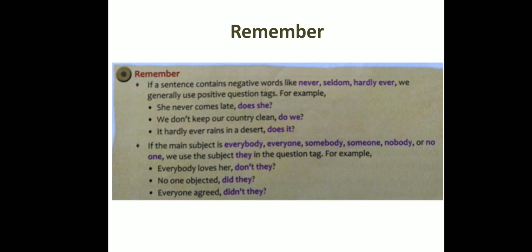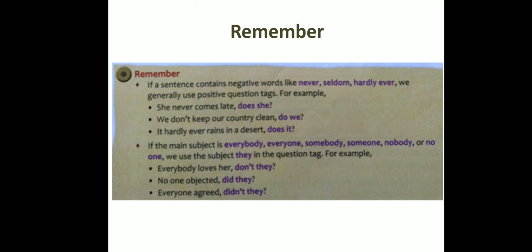We don't keep our country clean. Do we? Don't. Again negative. It hardly ever rains in a desert. Does it? Hardly ever rains. It means it rains very less, which is negative. Raining less is a negative thing. So does it? We will use a positive question tag.